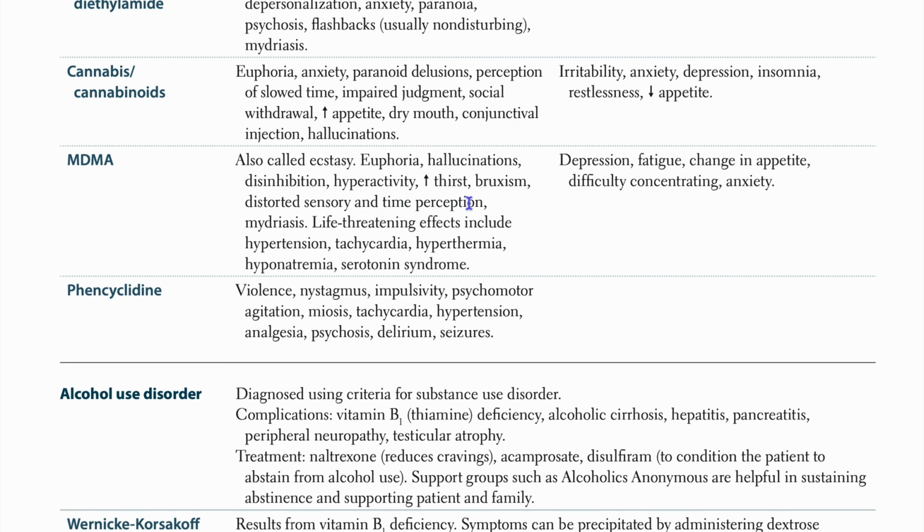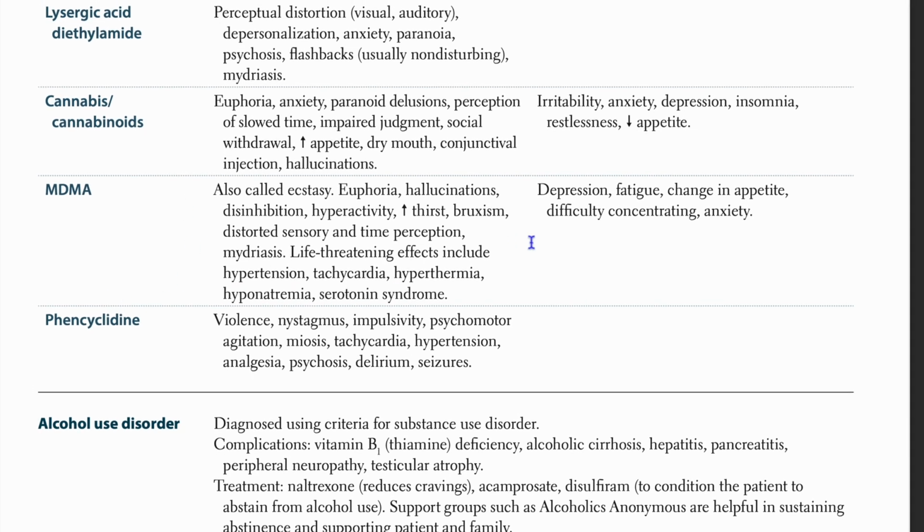Distorted sensory and time perception, mydriasis. Life-threatening effects include hypertension, tachycardia, hyperthermia, hyponatremia, and serotonin syndrome. So if they give you bruxism or increased thirst or euphoria or something like that, it's MDMA. They don't usually give one with cannabis use, so they didn't test that. They have tested this one, and the way I figured it out was because of flashbacks.